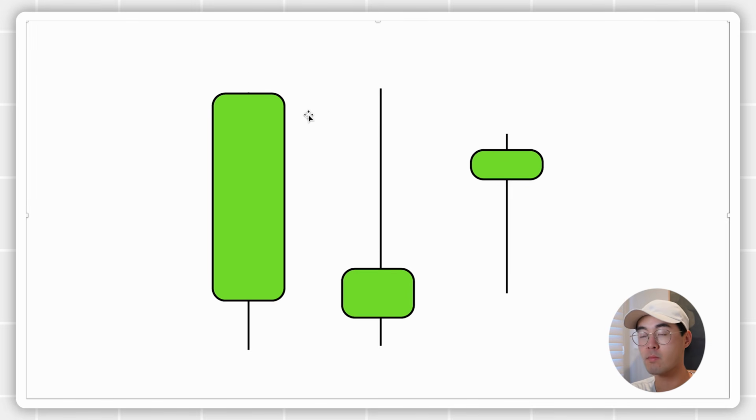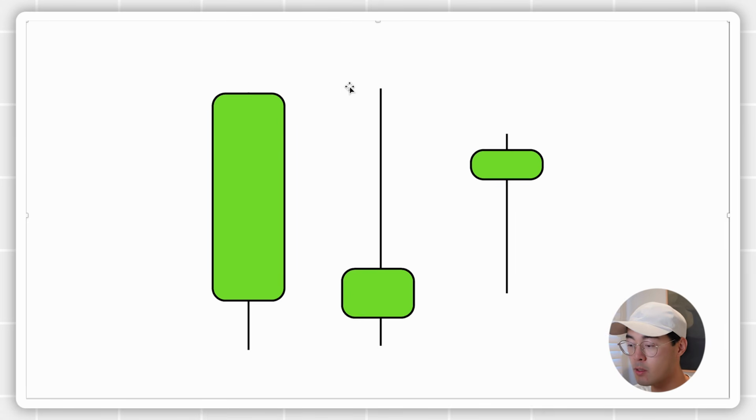And this is a very large body. So what does this tell us? This tells us that there is far greater demand than there is supply, right? Buyers are in control of the market, therefore pushing price up. And this is a very bullish signal, right? People are scooping up shares because they really, really want to buy this stock.